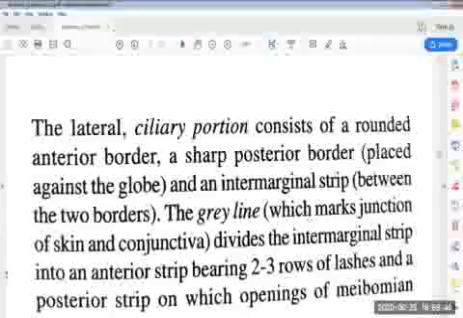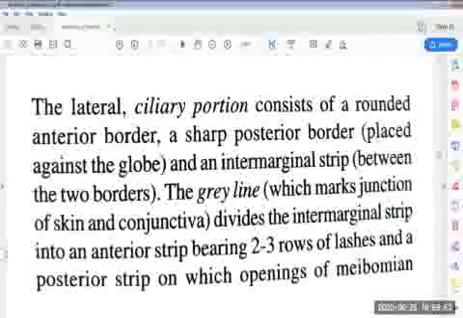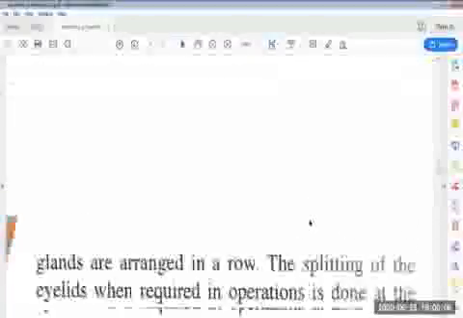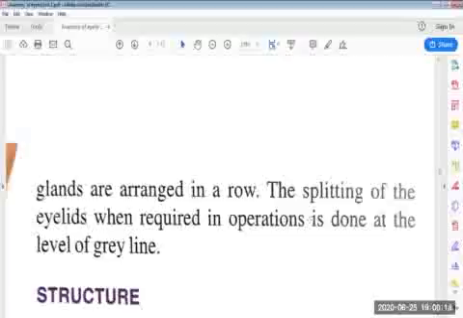Two borders means the anterior border and posterior border. In between the two borders, there is an intermarginal strip. And there is a gray line which marks the junction of skin and conjunctiva. It divides the intermarginal strip into an anterior strip bearing 2 to 3 rows of lashes and a posterior strip on which openings of meibomian glands are arranged in a row. The splitting of the eyelids when required in operations is done at the level of the gray line. So you understood what is the gray line?